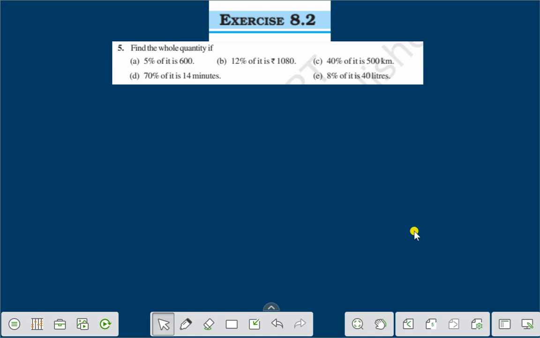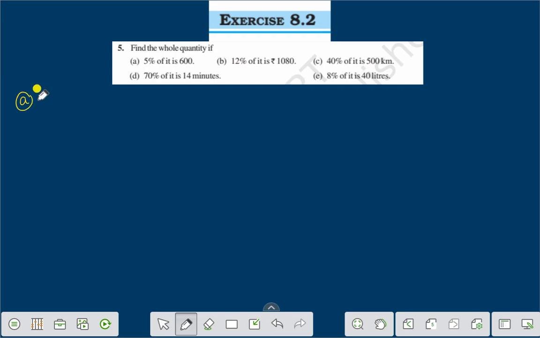Hello everyone. Today we shall discuss exercise 8.2 question number 5. Find the whole quantity if (a) 5% of it is 600, (b) 12% of it is rupees 1080, (c) 40% of it is 500 kilometers, (d) 70% of it is 14 minutes, and (e) 8% of it is 40 liters. Now question number A.